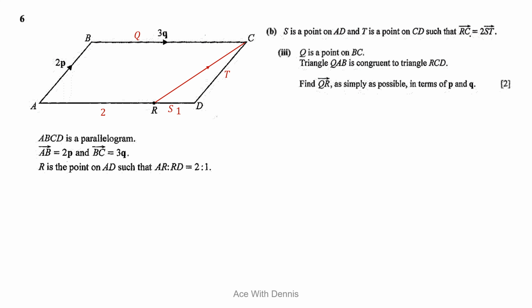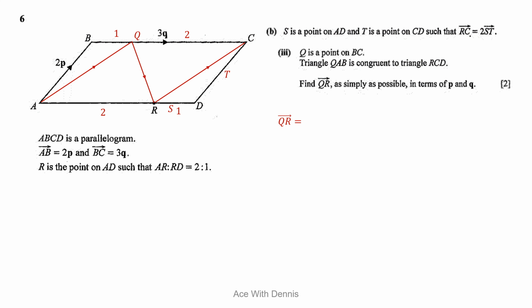So this is point Q. Given that triangle QAB is congruent to triangle RCD, this is the line AQ, and this line should be parallel with the line RC since triangle ABQ is congruent to triangle RCD. So this is the vector QR that we need to find. From here, this is one part, this is 2 parts. It should be similar to the lines AR and RD.